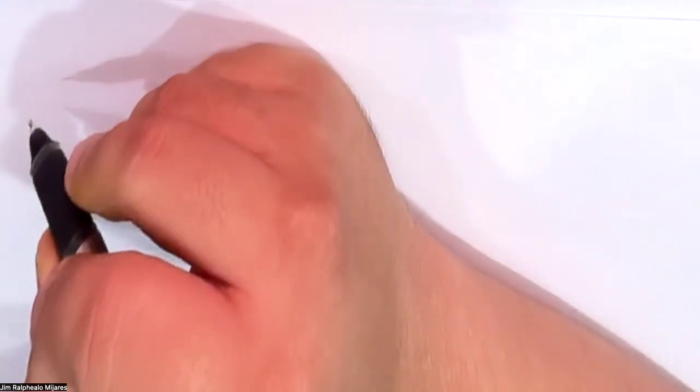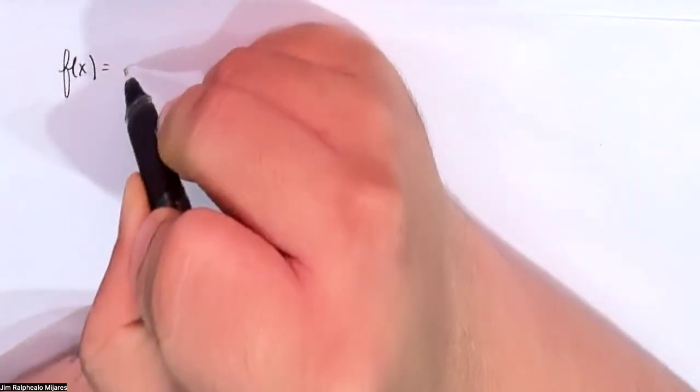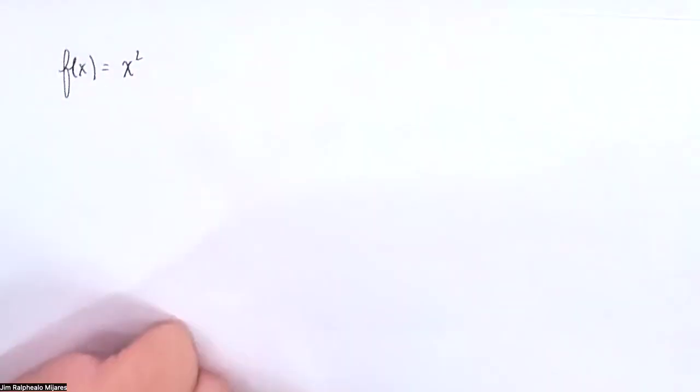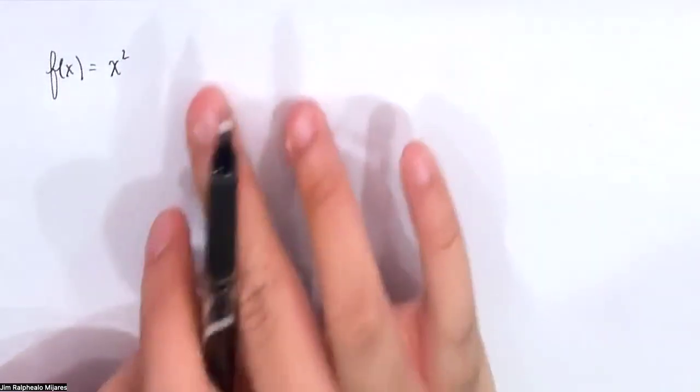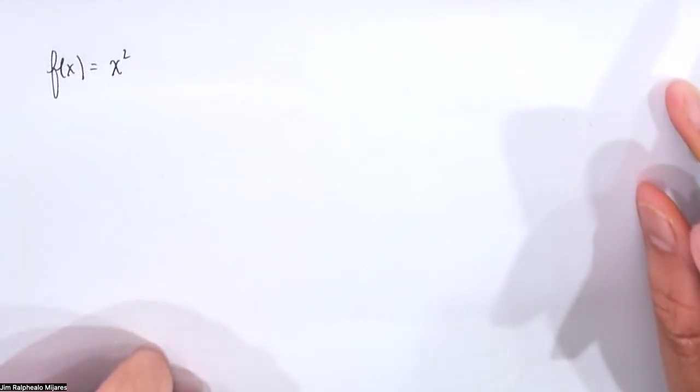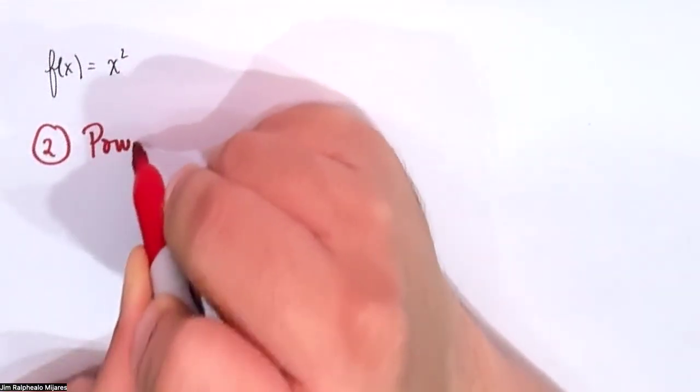Now, what if we have a function that looks like this? f of x is equal to x squared, for example. How do we find the derivative of that? Okay, we can do that with the limit definition. It's not hard, but what we're gonna do is something called rule number 2, the power rule.